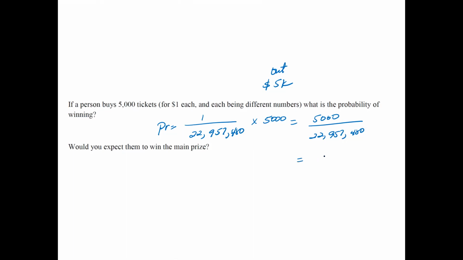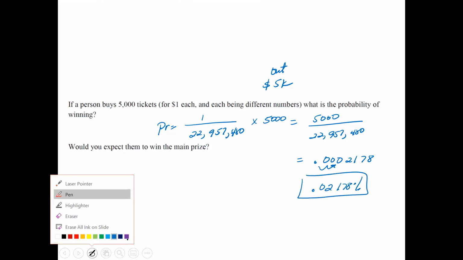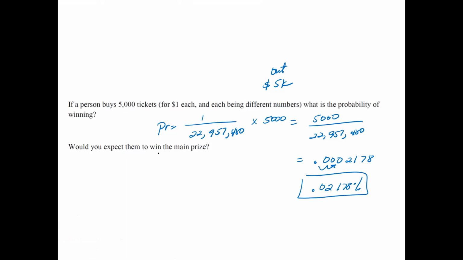My probability is going to be 0.00021778. So move it over by 2 decimals. Your chance of winning is 0.02178%. So your next question is, would you be expected to win the main prize? Well, your percent chance of winning is going to be less than 1%. So I would say absolutely not.